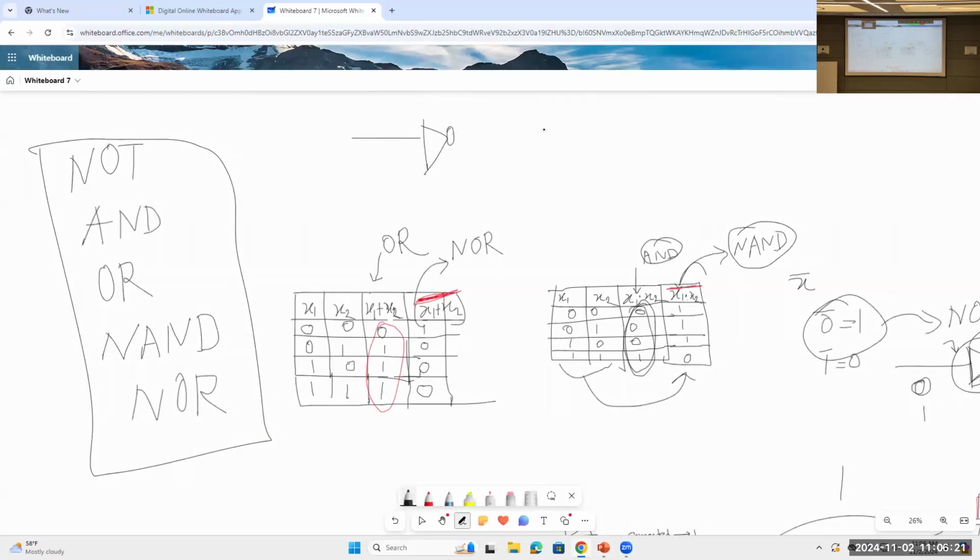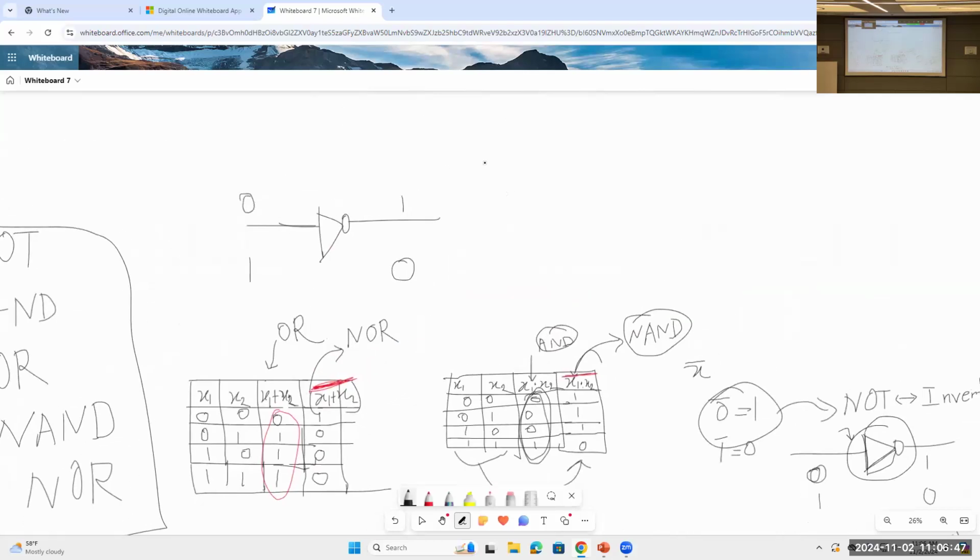The NOT gate is simply just an inverter. The function of the NOT gate is simple. It takes a single input. If x equals 0, if it takes 0 as input, it will invert it to 1. And if it takes 1 as input, it will invert it to 0. Simply, this just inverts. That's why it's an inverter.